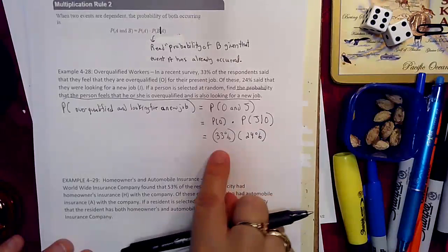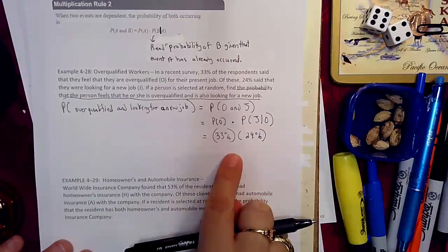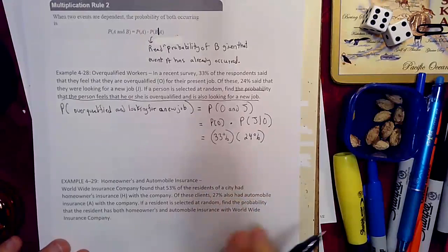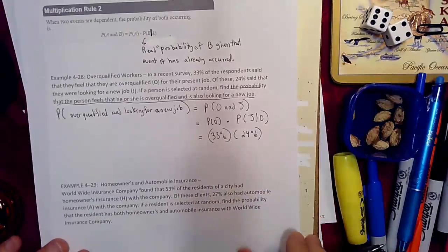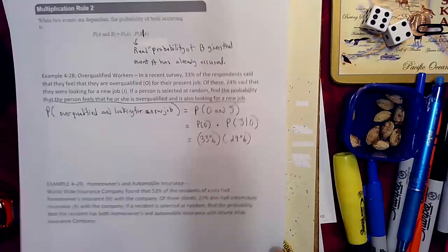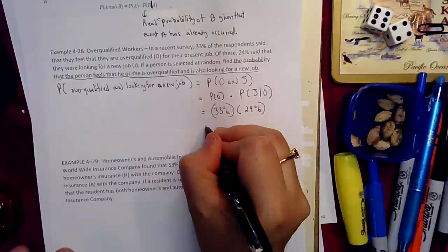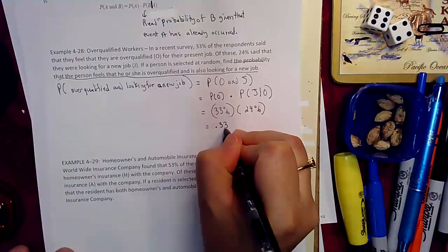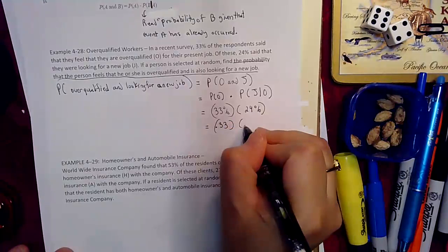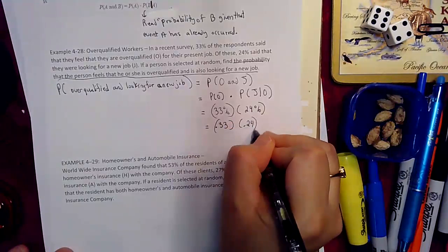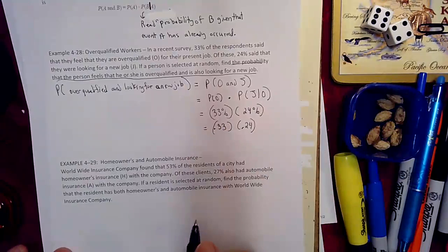So these have already been figured for you in that sense, and all that's left to do is multiply. 33% is 0.33 as a decimal. 24% is 0.24 as a decimal. So you just move your decimal.